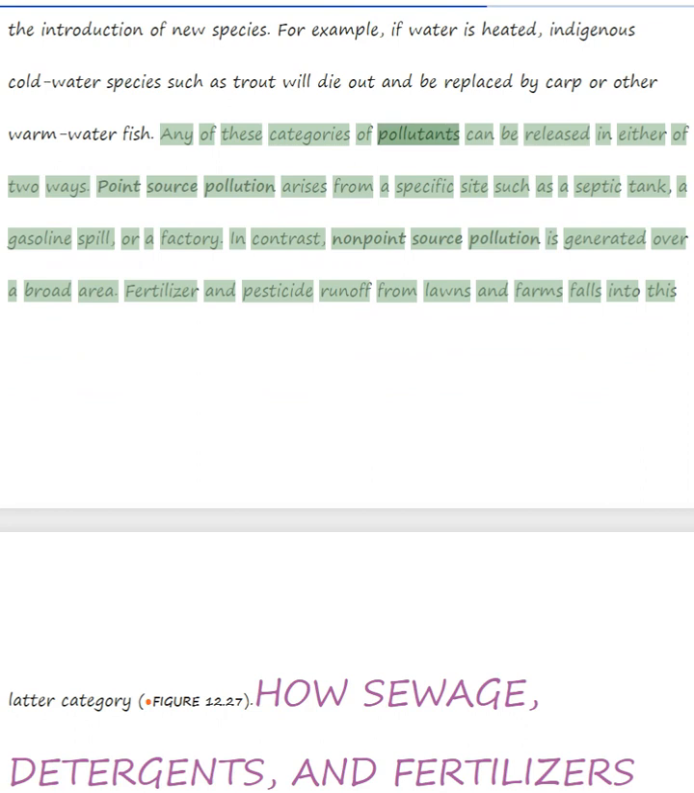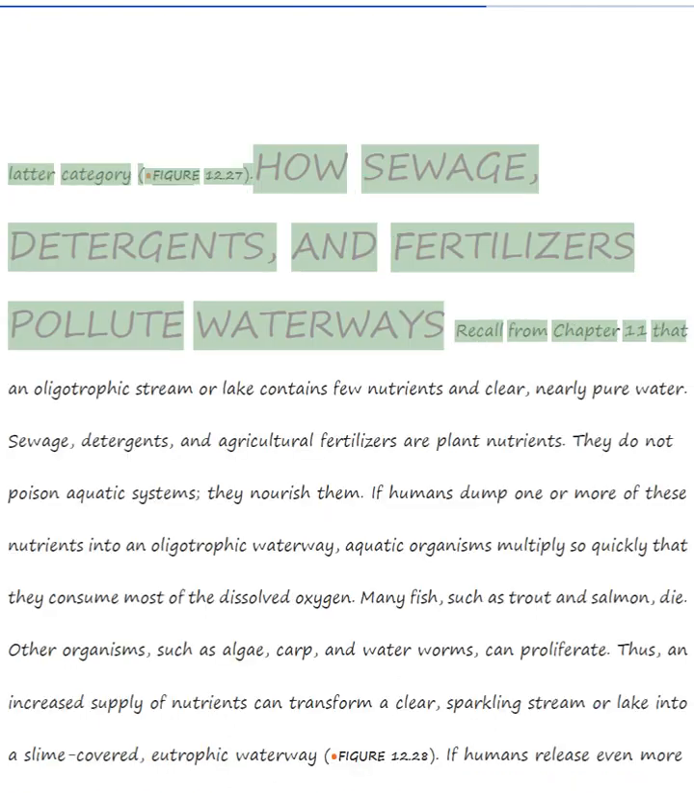Any of these categories of pollutants can be released in either of two ways. Point source pollution arises from a specific site such as a septic tank, a gasoline spill, or a factory. In contrast, non-point source pollution is generated over a broad area. Fertilizer and pesticide runoff from lawns and farms falls into this latter category.